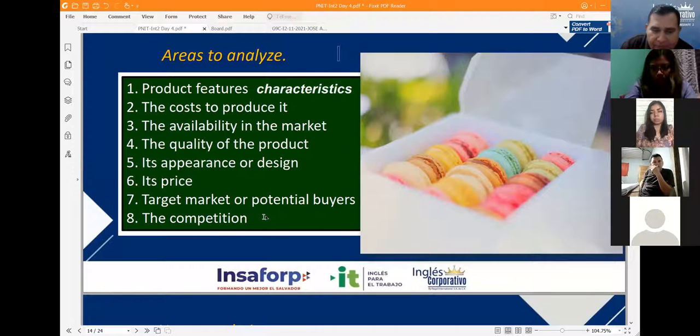And then the competition. How many other factories or companies are producing the same product as you? And what's the difference? Are their products better than your product? Or the quality of your product will be superior? Because if the quality of your product is superior, you have nothing to worry. But the problem is if the quality of the product is the same or inferior, then you have to worry because the other company with more reputation, with more experience will succeed and you will not. And so you will die before you are even born, which is sad, okay? So these are the areas to analyze in the SWOT, okay?